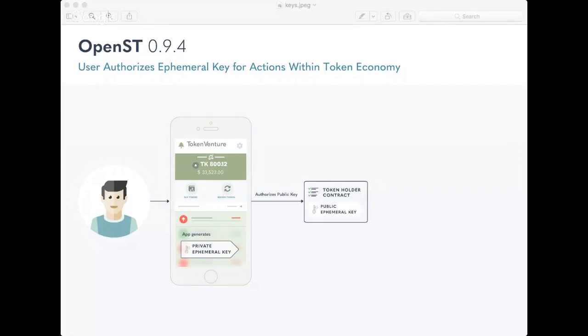So the token holder contract is effectively your representation holding your money on the chain. And so each time you would authorize a key, you put the public key into the token holder contract so that it knows that within the bounds set, this key can spend your tokens. Does that make sense? Yeah.